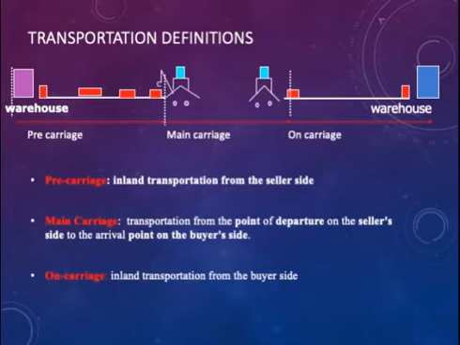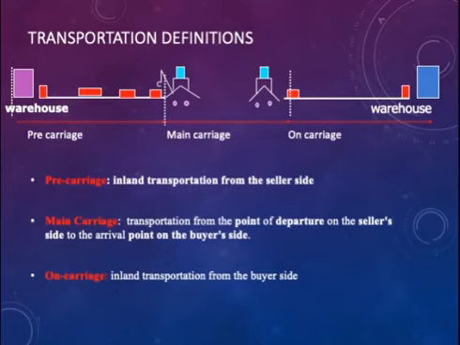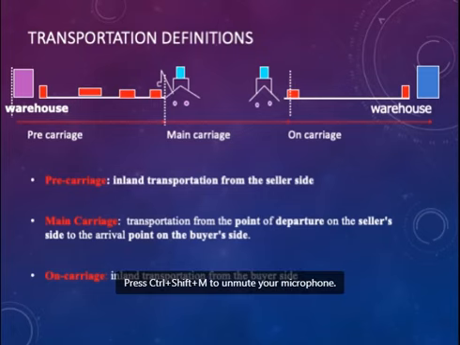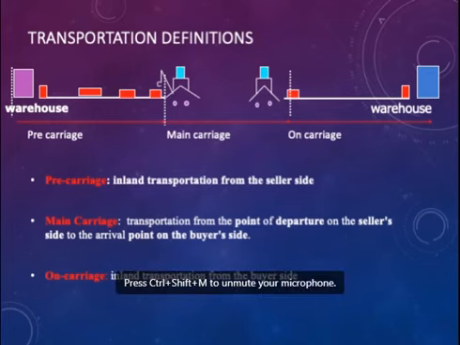For example, in case of loss or damage to the goods, right? Who will bear the risk? For example, maybe the vessel sinks during the main carriage, and the goods may be lost. So who will bear the risk of the loss of the goods, right?